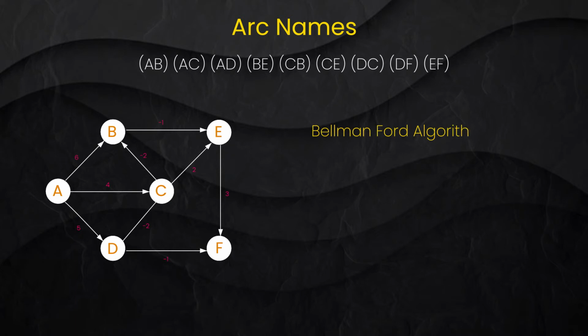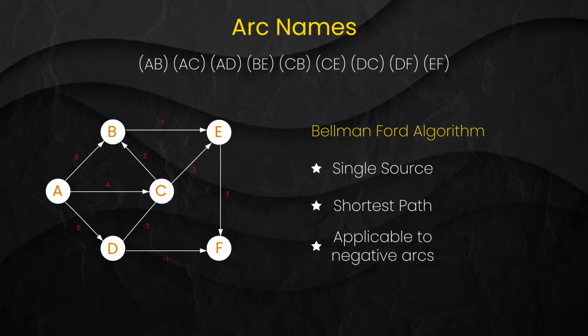Now, the Bellman-Ford algorithm is the single source shortest path algorithm, which we can use on negative weights. To understand this algorithm, the first process is to relax all the edges n minus 1 times, where n is the number of nodes. So you have to count the number of nodes: 1, 2, 3, 4, 5, 6. So here n is equal to 6.